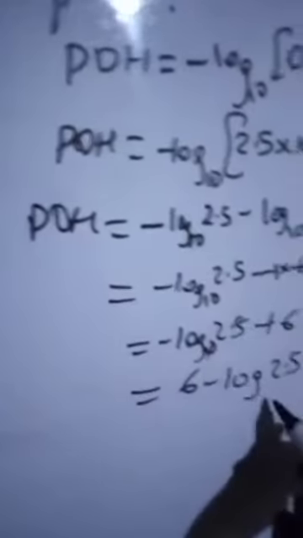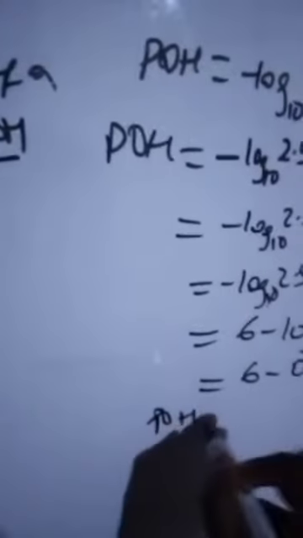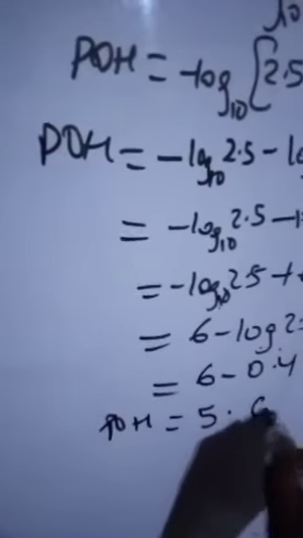It's the same thing. Base 10 is the same thing as the normal log. What's log 2? Log 2 is 0.3. Log 3 is 0.5. So what will be your log 2.5? That means it will be in between. So your log 2.5 will be what? 0.4. So 6 minus 0.4. So your pH is equals to what? 5.6. Yeah.